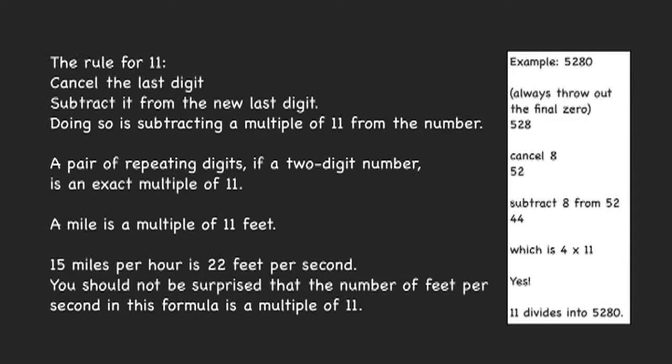The rule for 11. Cancel the last digit. Subtract it from the new last digit also. Doing so is subtracting a multiple of 11 from the number. A pair of repeating digits, if it is a 2-digit number, is an exact multiple of 11. In this example, you will see that a mile is a multiple of 11 feet.